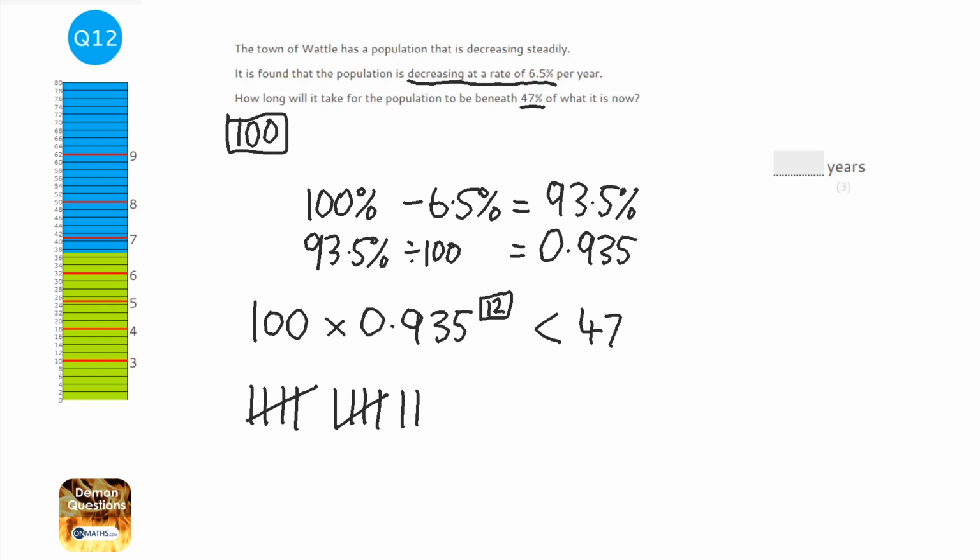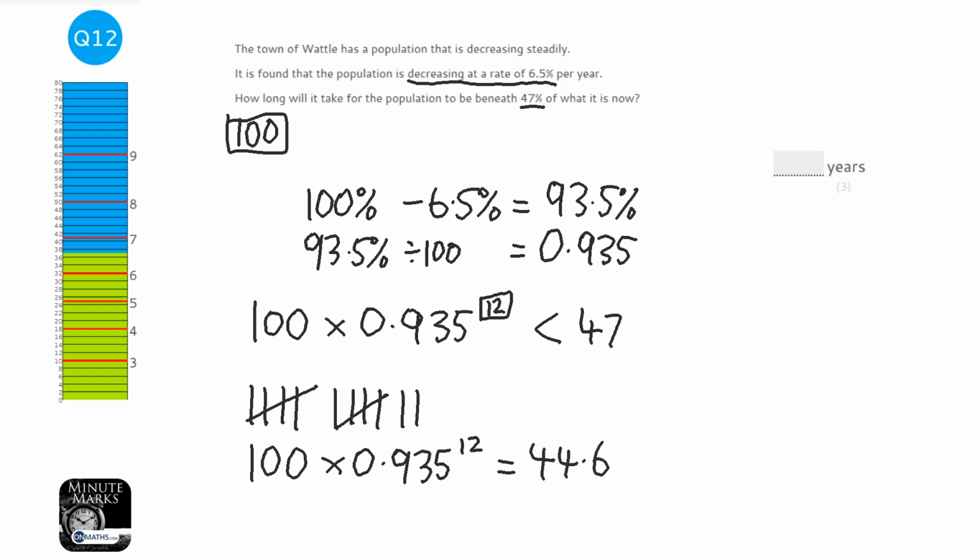Now, I'll always want to check that, because my counting is not necessarily the best when under pressure. So what I'm going to do is I'm just going to do 100 times 0.935 to the power of 12 to check that I've got this right. So 100 times 0.935 to the power of 12, and I get 44.64.